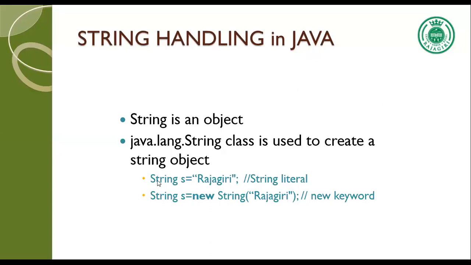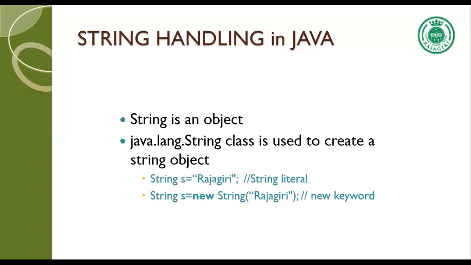There are two ways in which you can create a string object. One is directly assigning it to a string variable, like String s, a string literal, and then you assign a value to the string. That is one way in which you can do it.